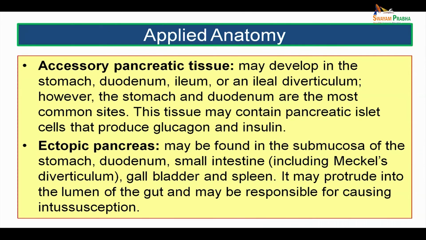Next is ectopic pancreas. This may be found in the submucosa of the stomach, duodenum, small intestine including Meckel's diverticulum, gallbladder and spleen. When present, it may protrude into the lumen of the gut tube and may be responsible for causing intussusception. These were the applied anatomy points of the pancreas.